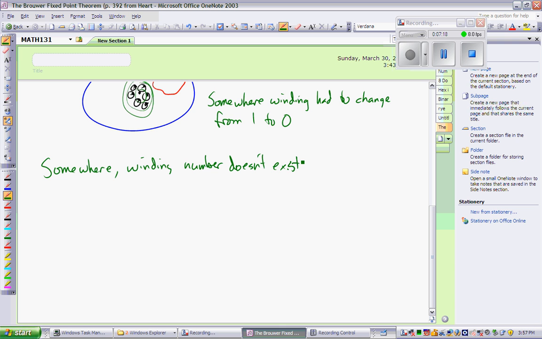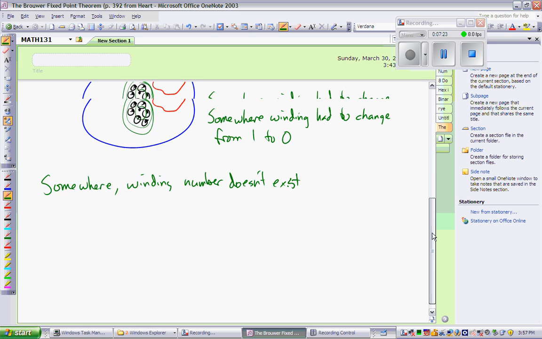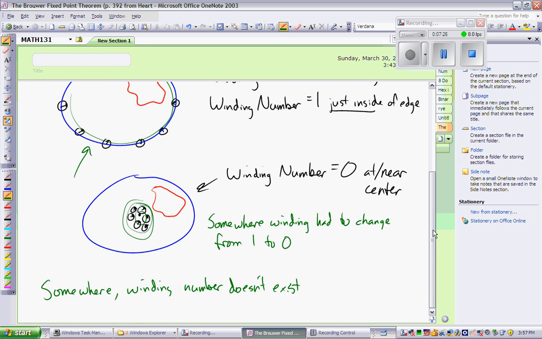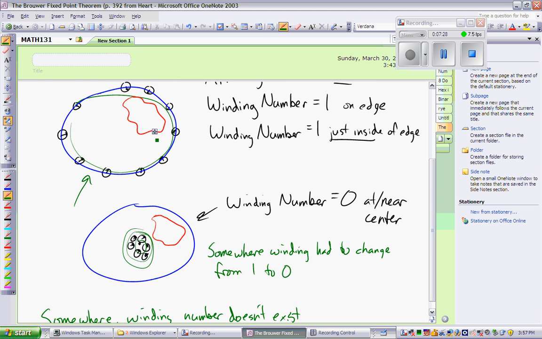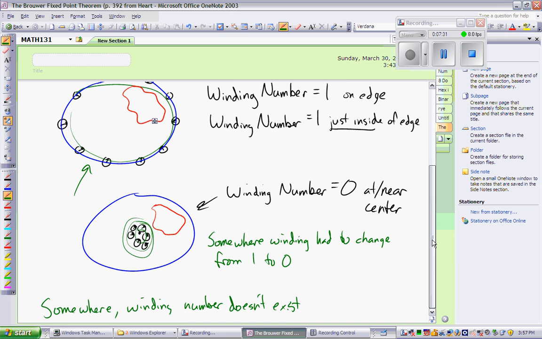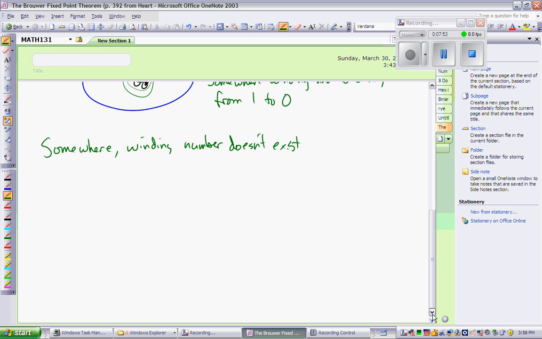So in other words, the compass doesn't know where to point. On one of these circles, the compass is going to get to a point where it doesn't know where to point. For this picture, it's probably going to be around here. The reason it's not going to know where to point is because the compass is directly on the point where the original red and blue match. So the winding number doesn't exist.